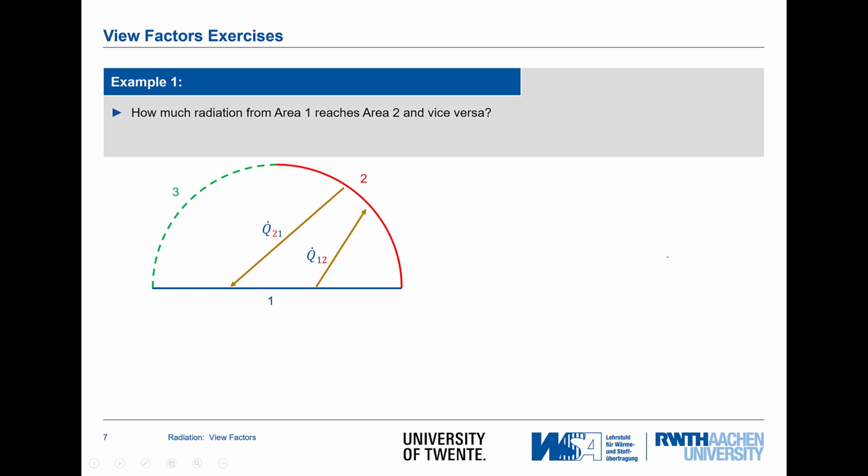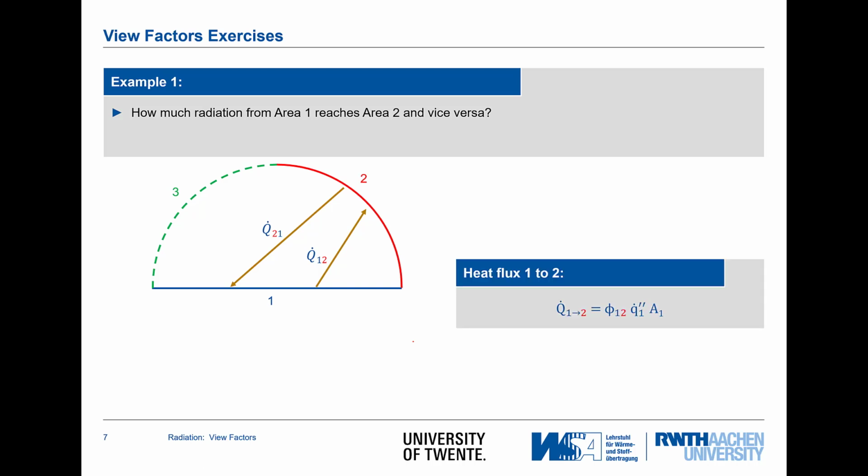And for this we have here example 1, and what we ask is how much of radiation from area 1 reaches area 2 and vice versa. That's indicated by these brown arrows. And 3 is just there to complete the scenario, and we shall see that also in the next example.